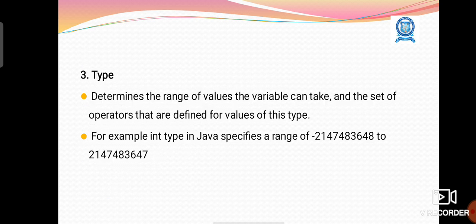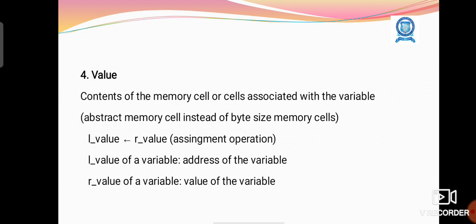Type. Type determines the range of values the variable can take and the set of operators that are defined for values of this type. For example, int in Java specifies a range of -2147483648 to 2147483647. Value. Contents of the memory cell or cells associated with the variable. For example, left hand side value, right hand side value. So the L value of the variable is the address of the variable. The R value of the variable is the value of the variable.